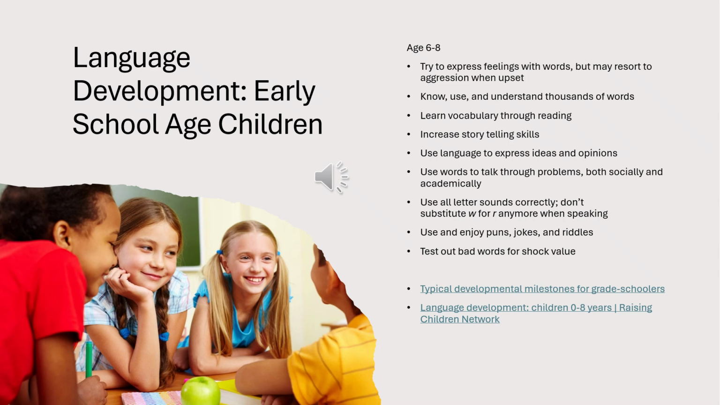They know, use, and understand thousands of words. So we go from about 20, 30 words at the beginning, during that first birthday, to thousands of words by the time they get to early school age. They are picking up new vocabulary at a rapid rate, especially when they are reading or being read to. Books are a great way to build vocabulary.